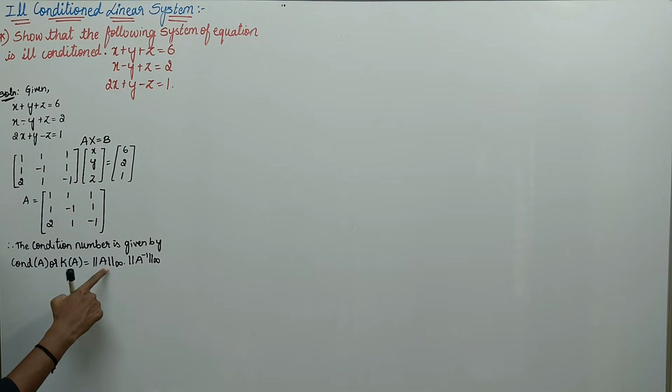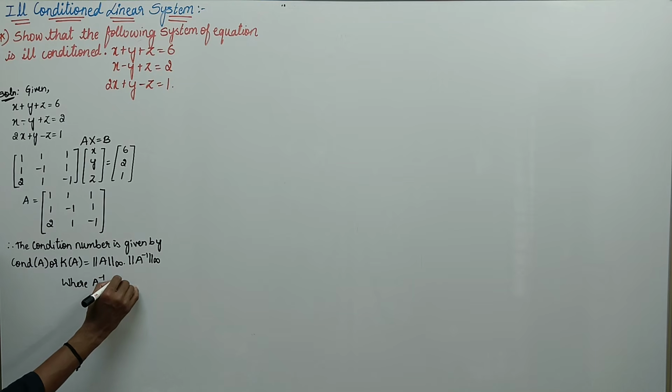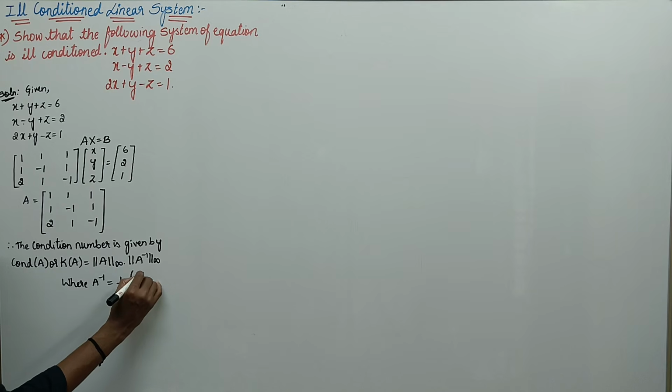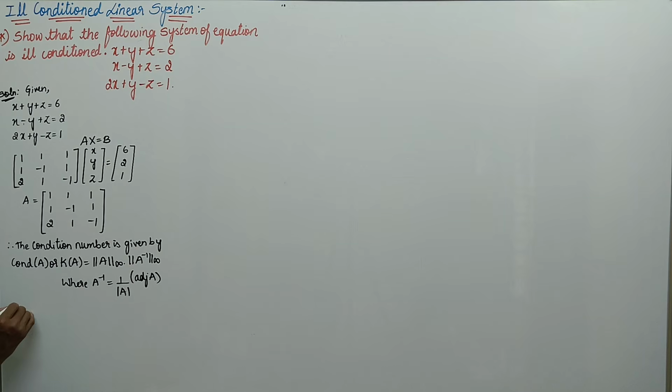Now we have A, but we don't have A inverse, where A inverse is equal to 1 by determinant of A into adjoint of A. First, let us find the determinant of A. Determinant of A is given by the determinant of 1, 1, 1, 1, minus 1, 1, 2, 1, minus 1.